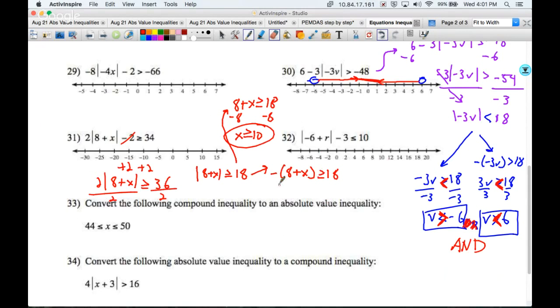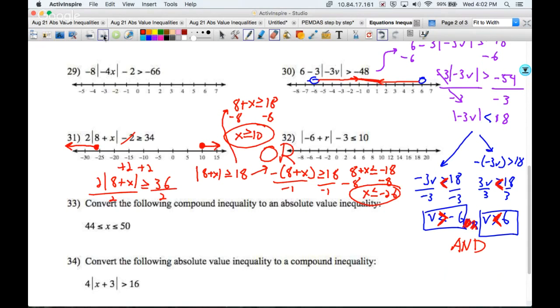In this one over here, we divide both sides by -1. Get that 8 plus x is less than or equal to -18. Subtract 8 from both sides. X less than or equal to -26. Let's go to the graph. X is greater than or equal to 10. Closed circle at 10. Arrow coming this way. Less than or equal to -26. Closed circle at -26. Arrow going this way. This was an OR problem all along.